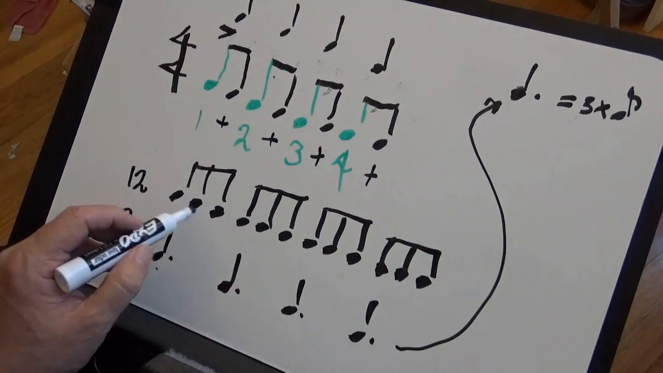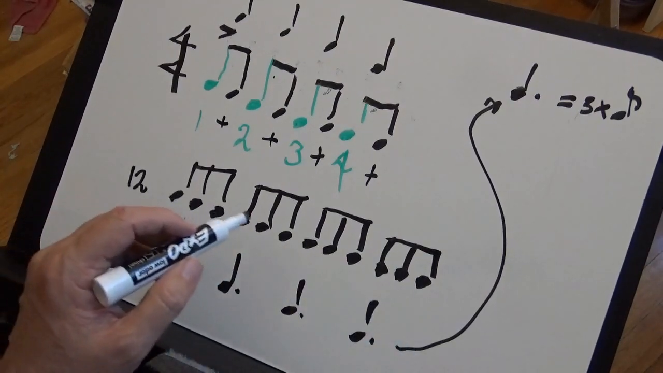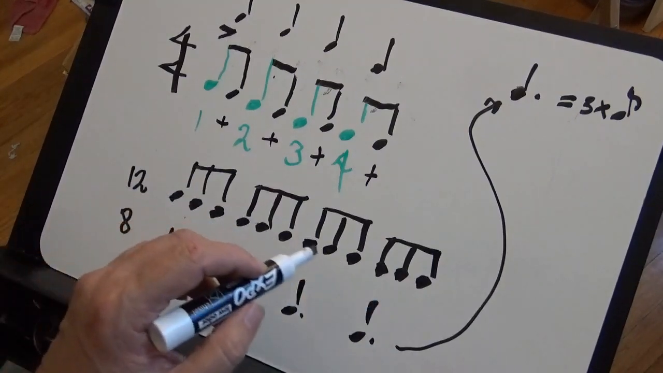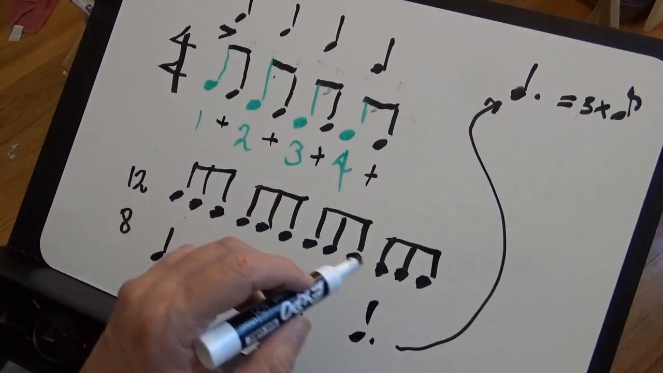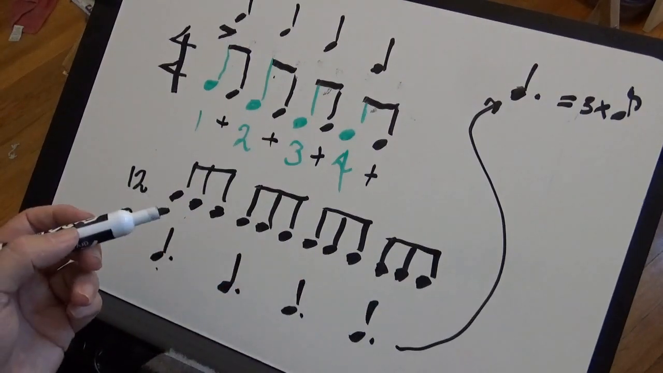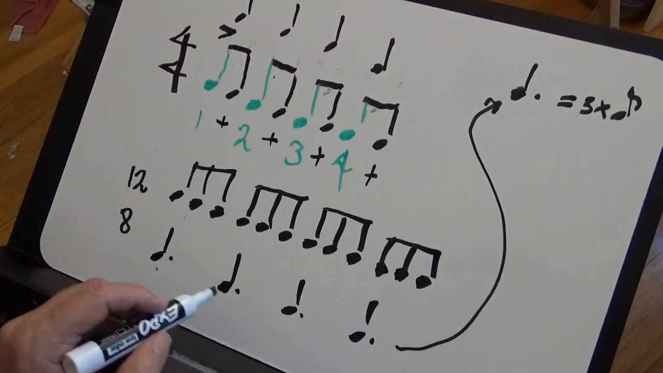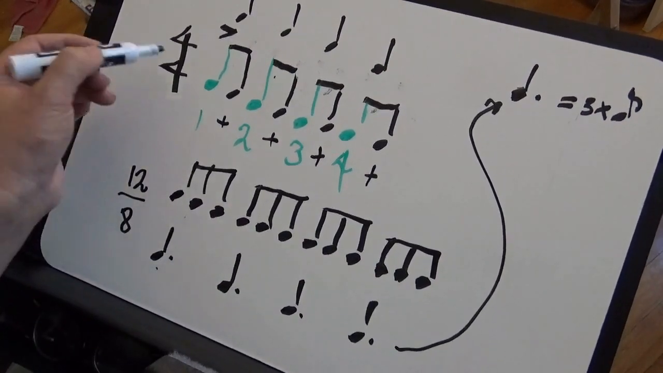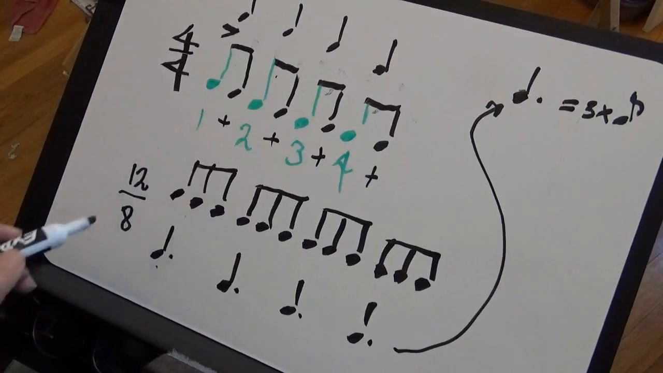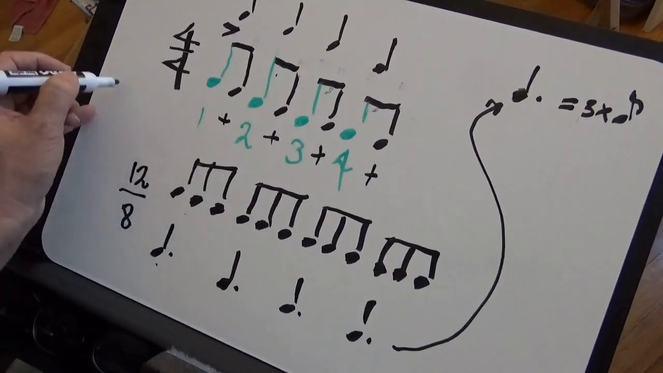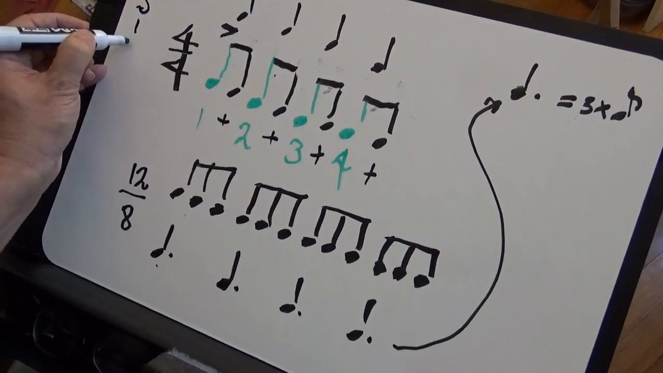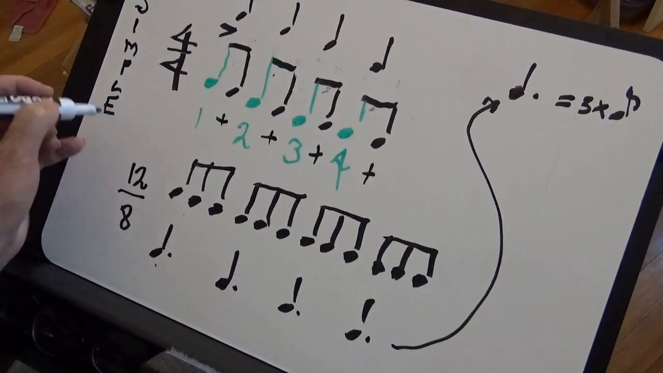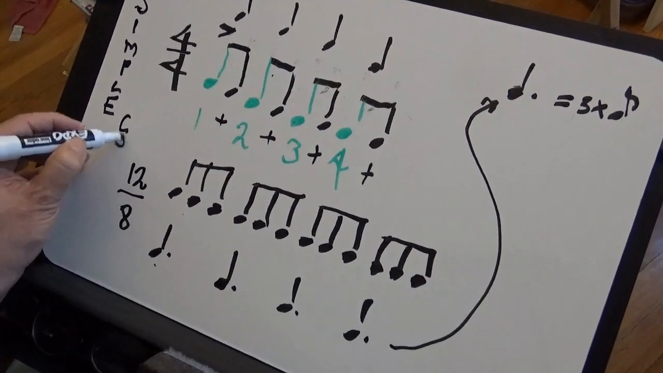But what we found out was when we count the eighth notes, 1, 2, 3, 4, 5, 6, 7, 8, 9, 10, 11, 12, it's too hard. So we simplify it and we count one like this. But it's still written as a 12/8 time signature instead of a 4/4. Simple. And compound.